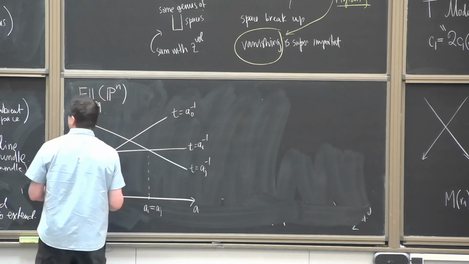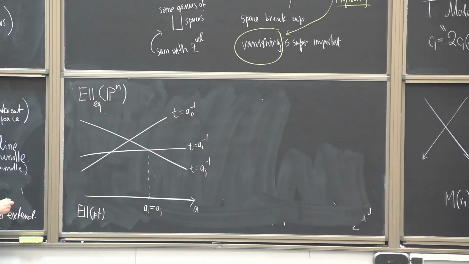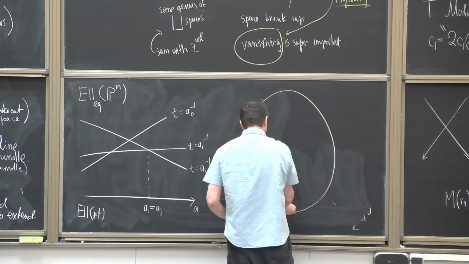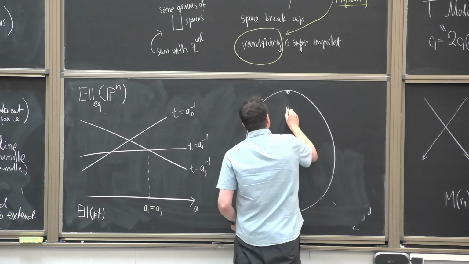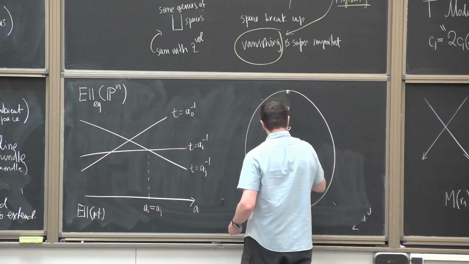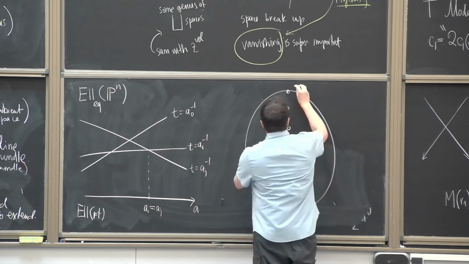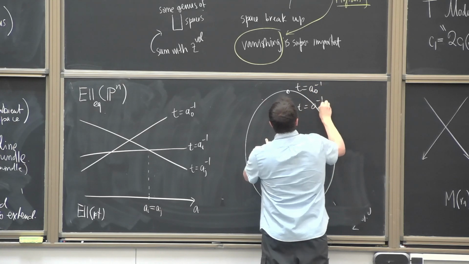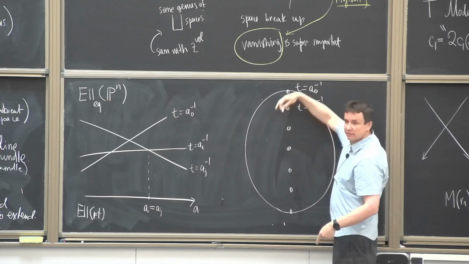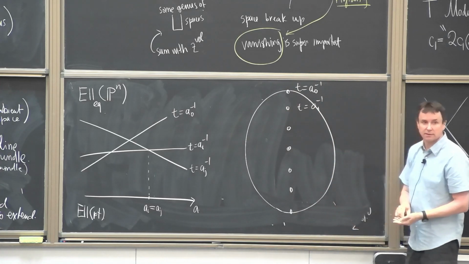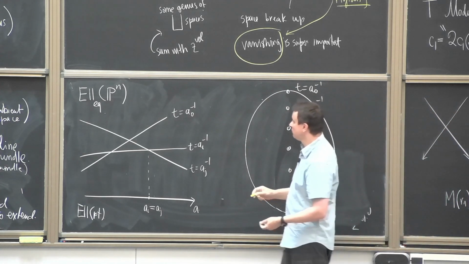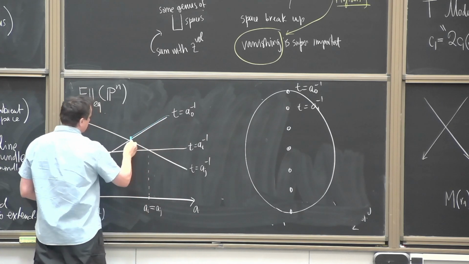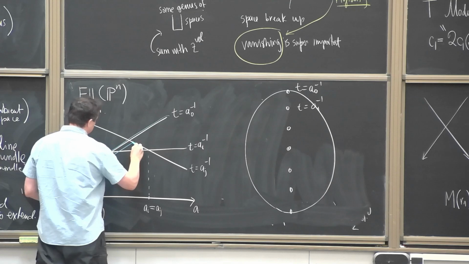So suppose we start at the top. At the top, in our projective space, we have n plus one fixed points. This was where t equals A_0 inverse. This is t equals A_1 inverse, and the attracting order is going this way. So suppose we start at the top. We start here.